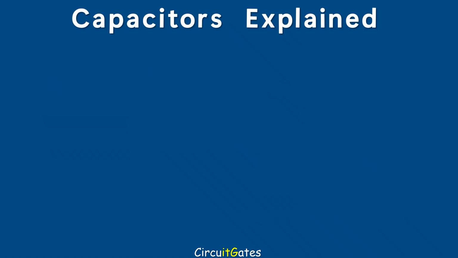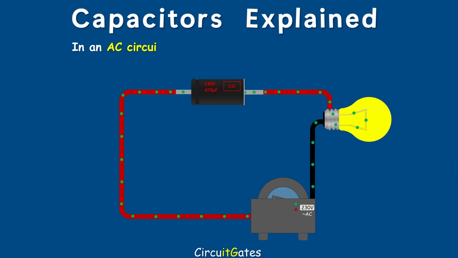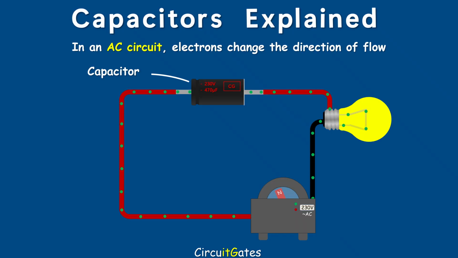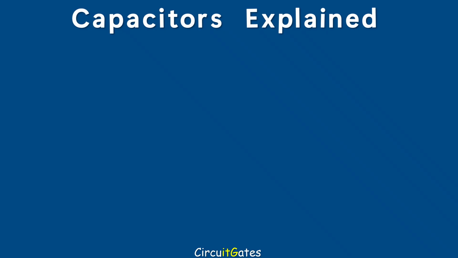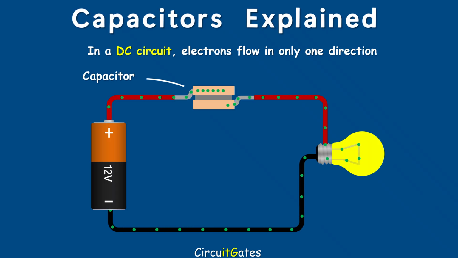Let's look at what happens when you connect a capacitor to DC and AC circuits. In an AC circuit, electrons change direction of flow. When a capacitor is connected to an AC circuit, it charges and discharges as the current changes direction. In this way, we say a capacitor allows AC current. When a capacitor is connected to a DC circuit, current flows while the capacitor is charging. When it is fully charged, current stops flowing. This is because in direct current, electrons flow in only one direction. In this way, we say a capacitor blocks DC current.